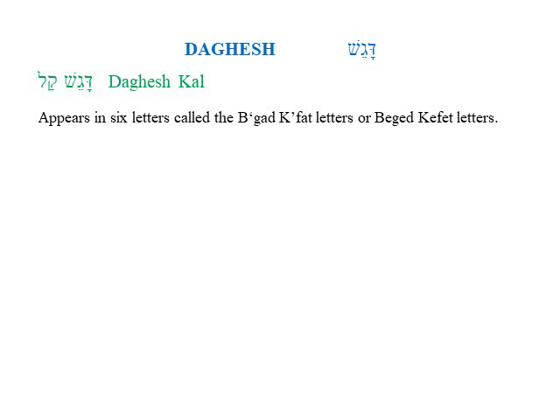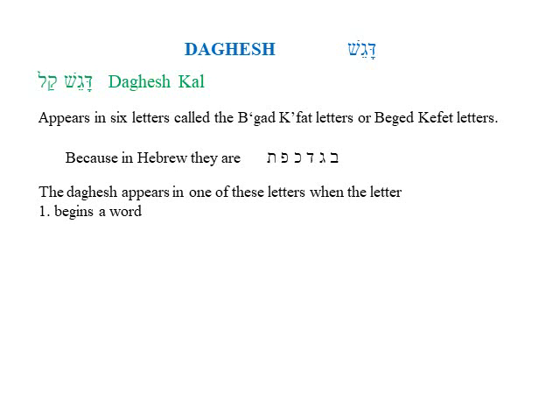This Daghesh will appear in 6 letters called the Beged Kefet letters. And here's why they're called the Beged Kefet letters. These are the 6 letters, and if you read them as 2 words, Beged Kefet, this Daghesh will appear in any one of these letters when one of these Beged Kefet letters begins a word, as you will see here.